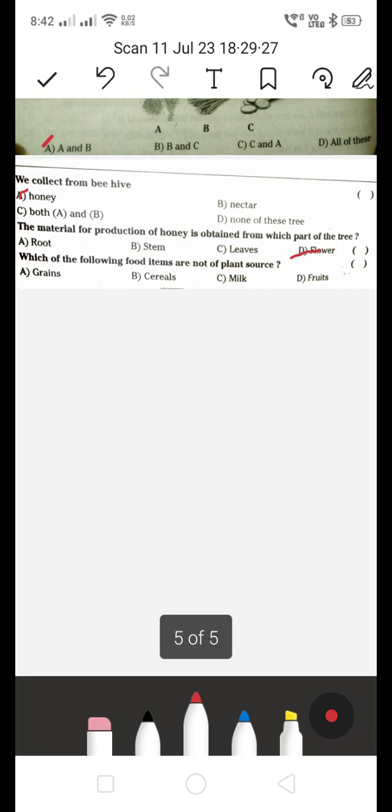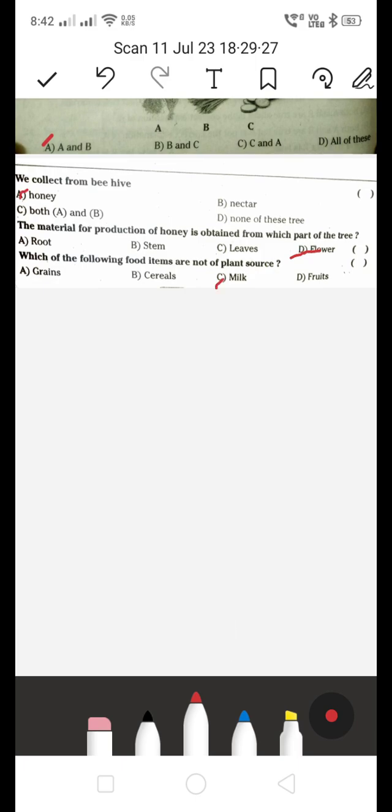Next, which of the following food items are not of plant sources? Grains, cereals, milk or fruit? Milk is the right answer. Milk comes from animals. So this is the right answer.